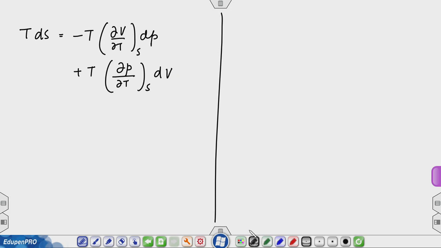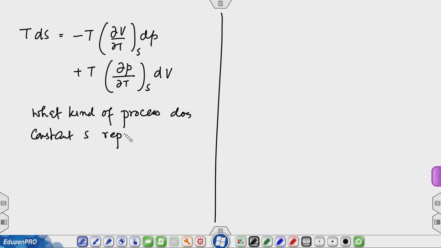Let me first ask you a question. What kind of process does constant S represent?